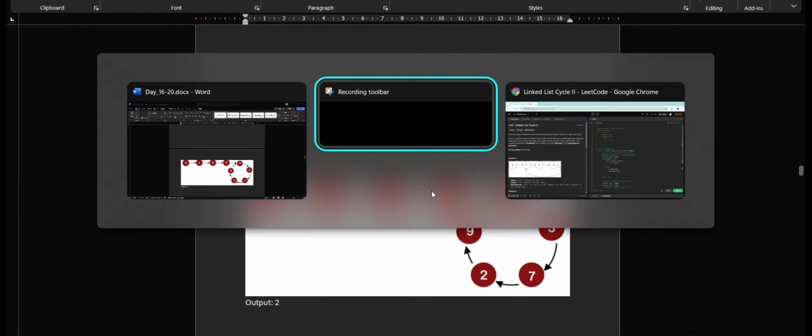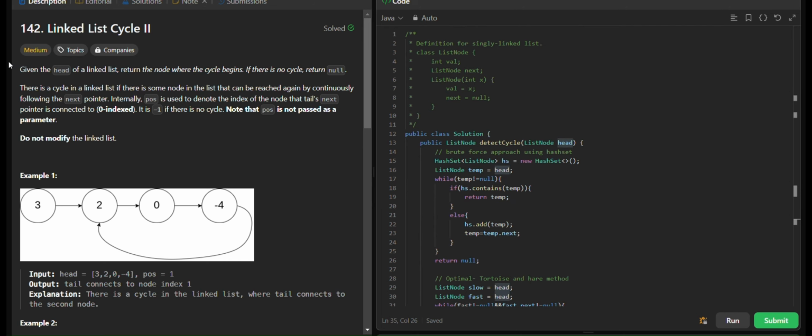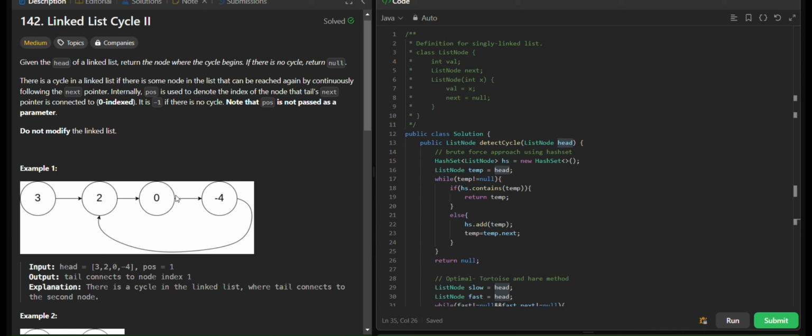So let's come to the coding part. Now this is a medium question. The previous question was an easy one, and this is a medium question. So this is nothing but just what I explained right now. In this example, you can see that 2 is the starting point of this loop.